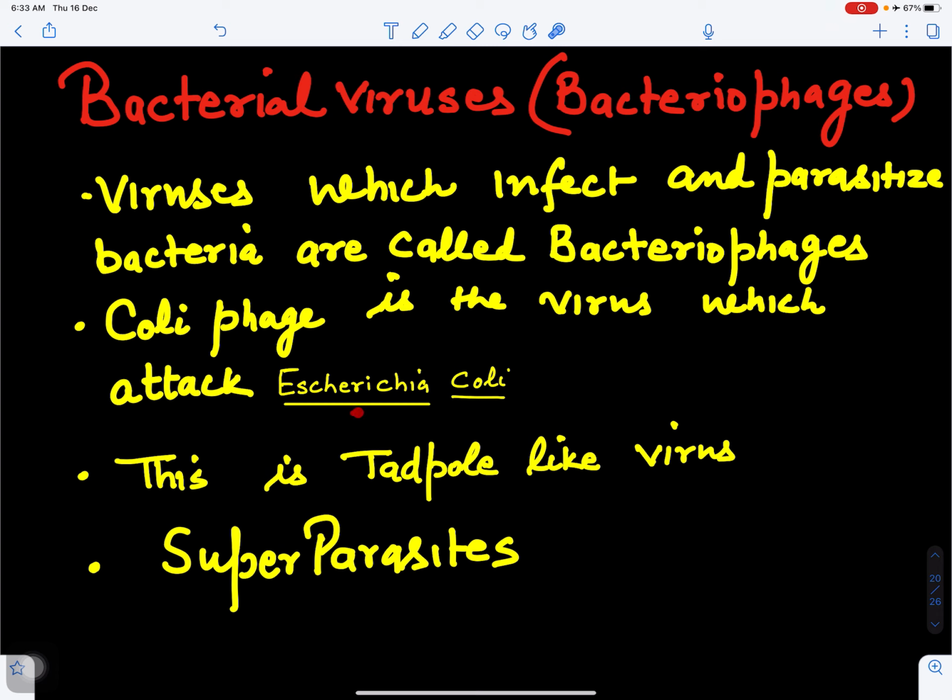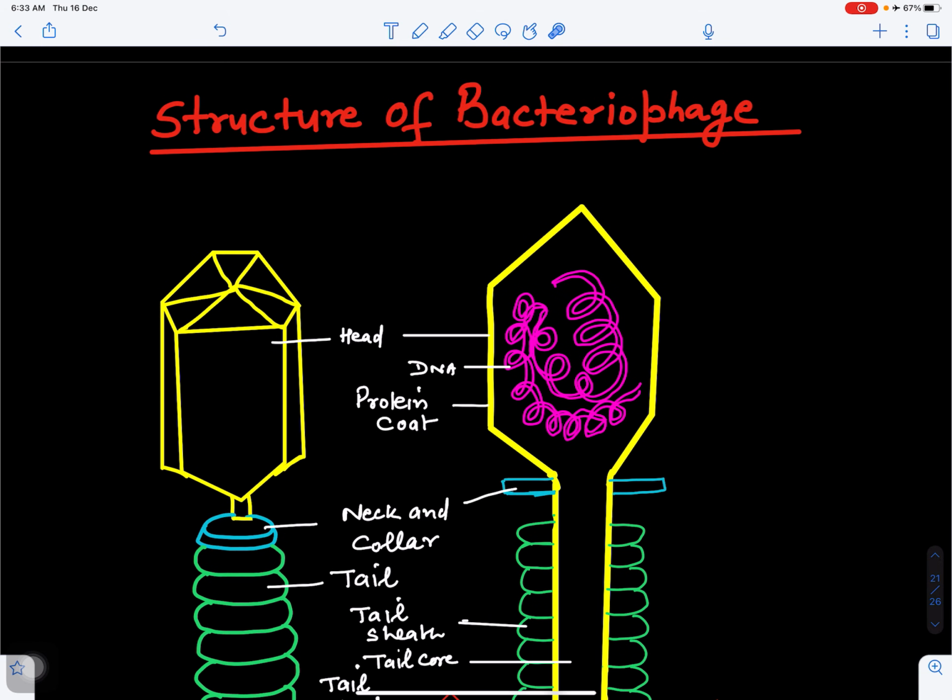The best studied example is Escherichia coli phage, which we also call coliphage. If we see its structure, it is tadpole-like. And viruses are also called super parasites because they take control of the host machinery all over. They behave like Hitler, we can say.